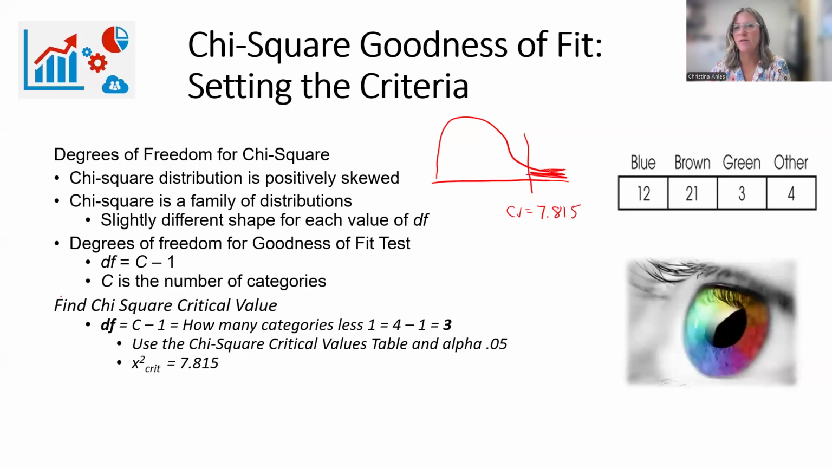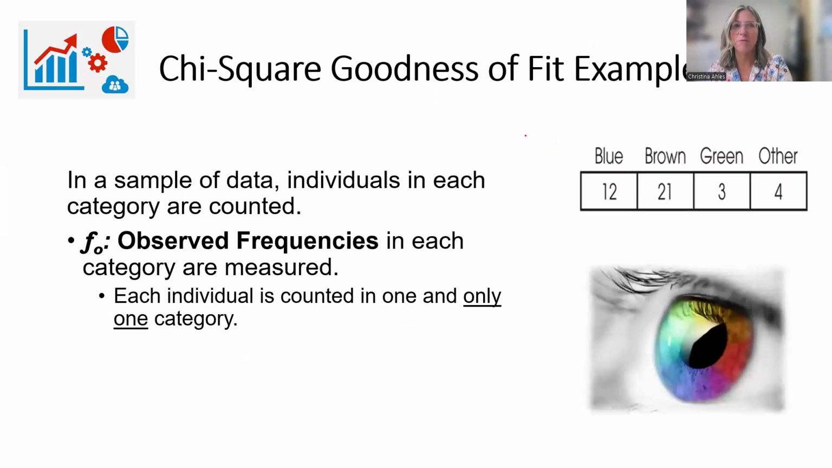Any test statistic that falls beyond that is significant. So here's where we would have significance. Out here is no significance, just like it was in the past. It's going to be the same thing, except we're just dealing with non-parametric tests.